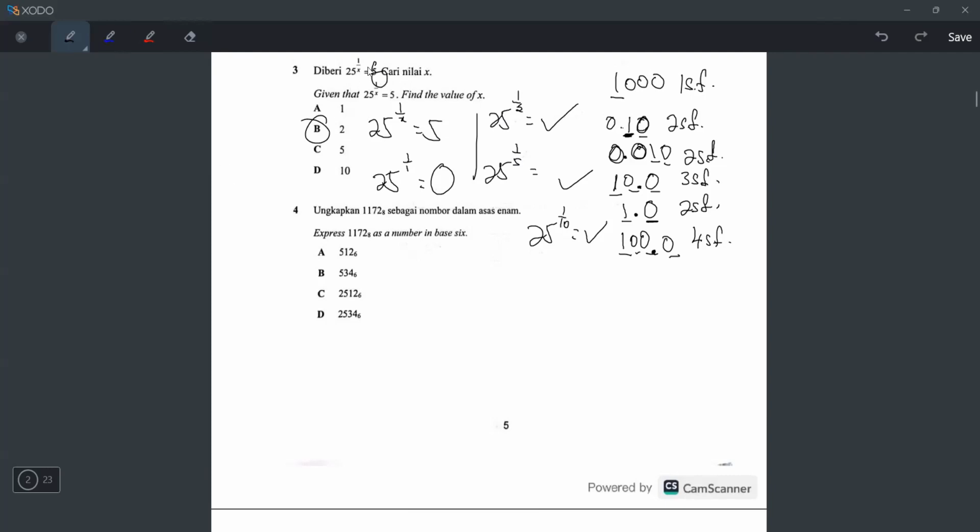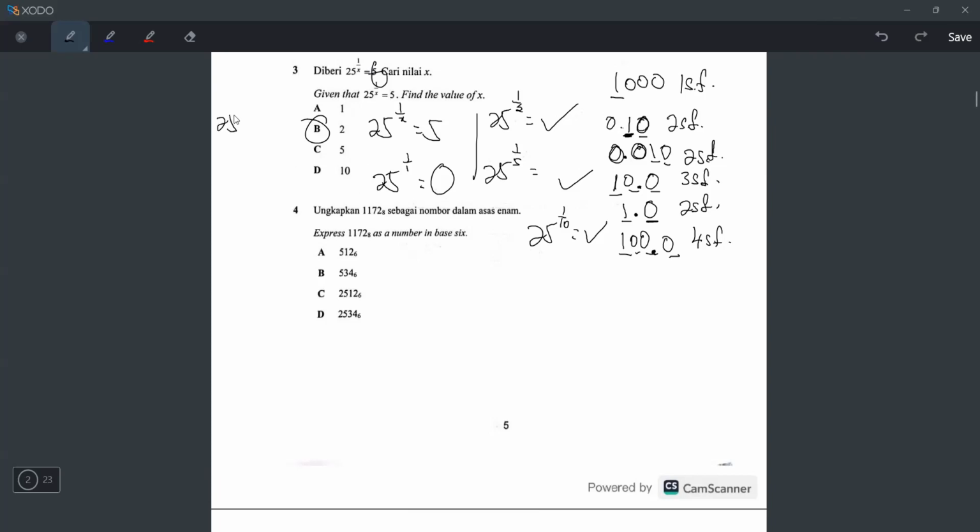Because if you try, okay, I'll press it now. 25 power bracket 1 over 2. And then you press equals. Okay, yes, you really get 5. Okay, so that's the answer, right? Nothing much to explain, okay? But if you want me to explain, I can do something here.